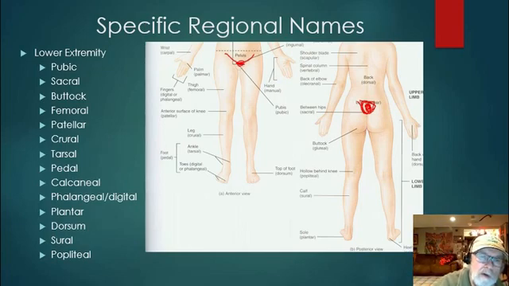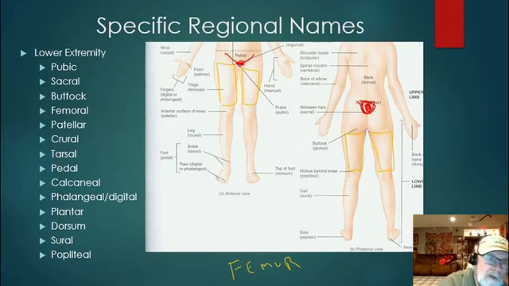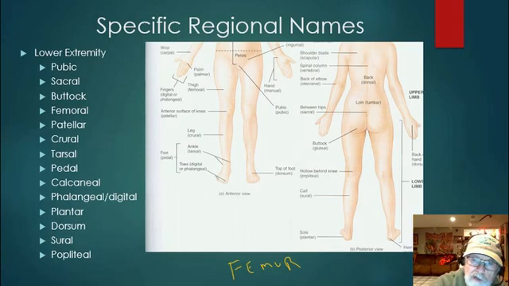Femoral. Femoral is the thigh. This area in here is called the femoral region, both front and back. And the reason why is the bone that sits in there is the femur. The femur is the big bone, which is the largest single bone in the body. That's called the femur. That's called the femoral region. Let me get rid of those. Let's get rid of the femur, the pubis, the sacrum and stuff like that.